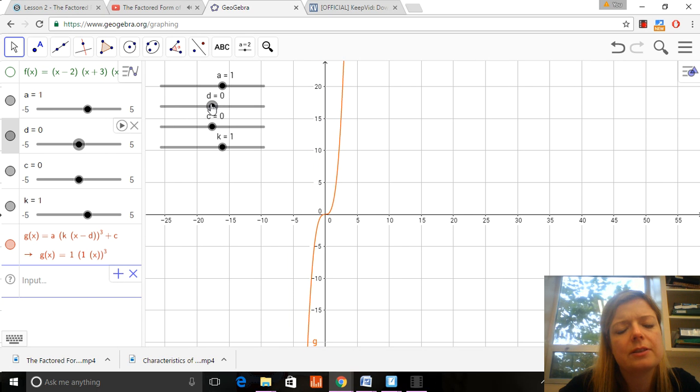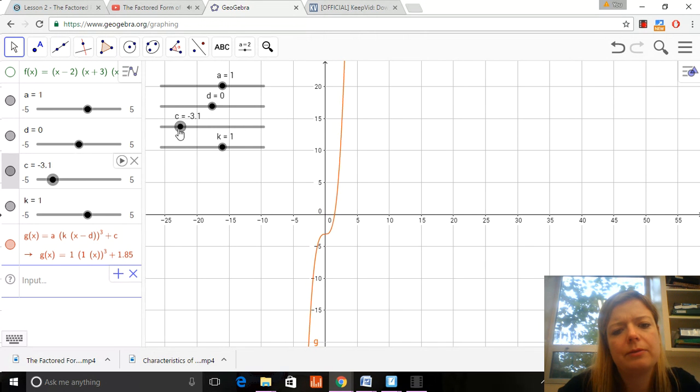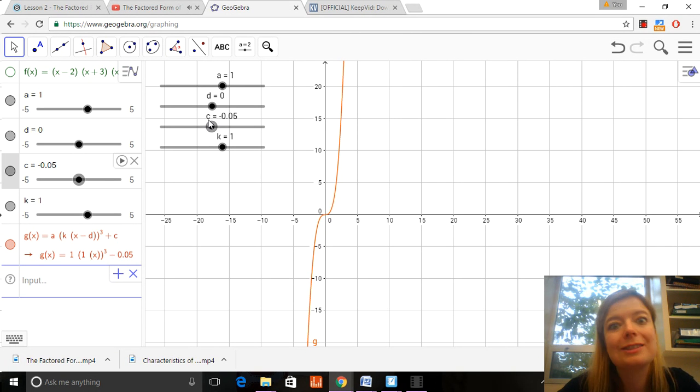So if there's 0, then it has its little turning point at 0, 0, and C moves it up and down. And then you've got to decide what the order is. That's what's different. So there you go. That's basically the summary of the note.